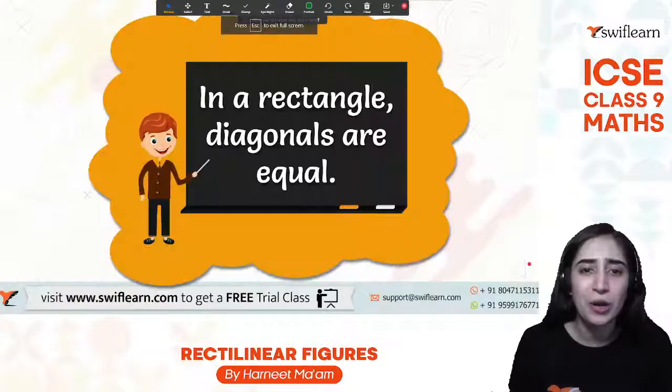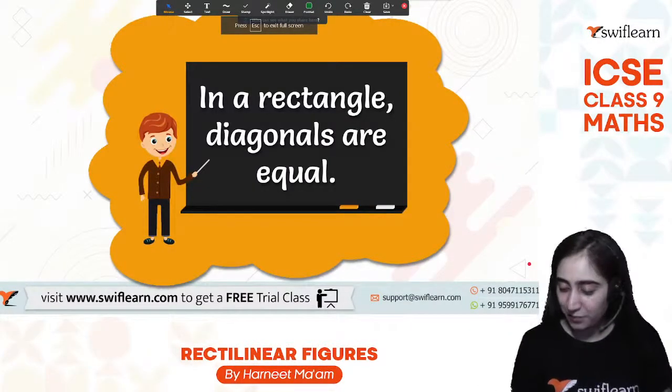Moving on to the next theorem that we have for you today. What is it, the next theorem?